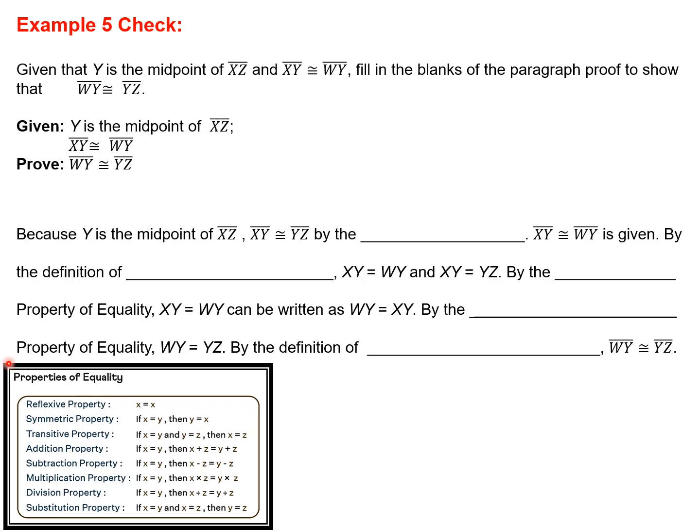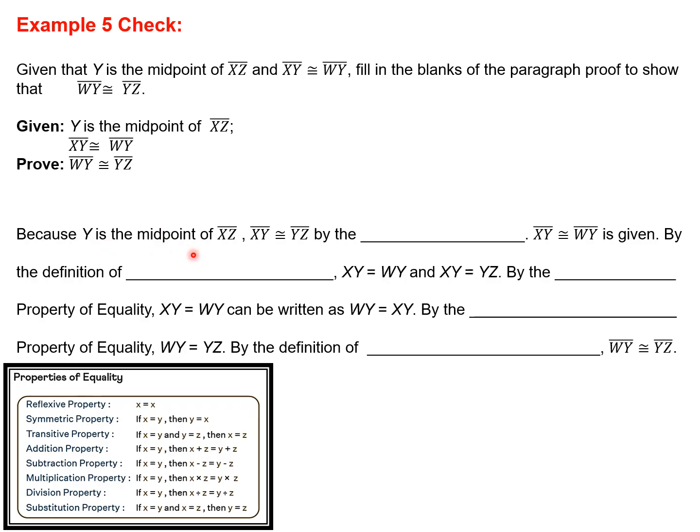Okay, given that Y is the midpoint of line segment XZ and line segment XY is congruent to line segment WY, fill in the blanks of the paragraph proof to show that line segment WY is congruent to line segment YZ. So what is our given? That's the first step. Y is the midpoint of line segment XZ and line segment XY is congruent to line segment WY. They want you to prove that line segment WY is congruent to line segment YZ.